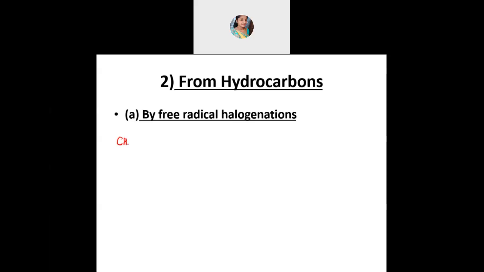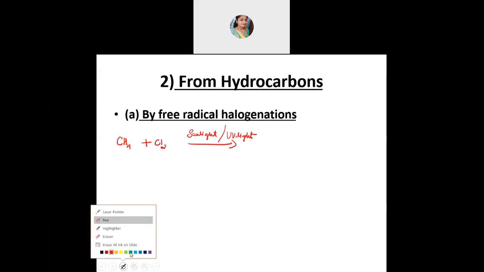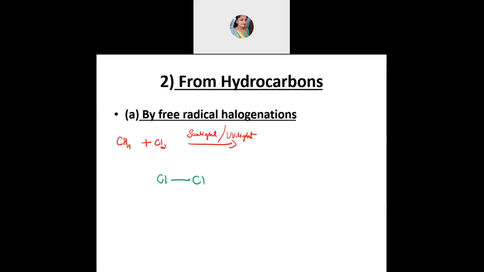Methane, when made to react with chlorine in the presence of sunlight, which can even be UV light, the chlorine molecule undergoes homolytic fission. Chlorine has a single bond with another chlorine atom. When sunlight falls on it, it undergoes homolytic fission, where the bond has 2 electrons and breaks equally. One electron goes to one chlorine and another electron goes to the other chlorine, so you get chlorine with 1 electron here and another chlorine with 1 electron here.